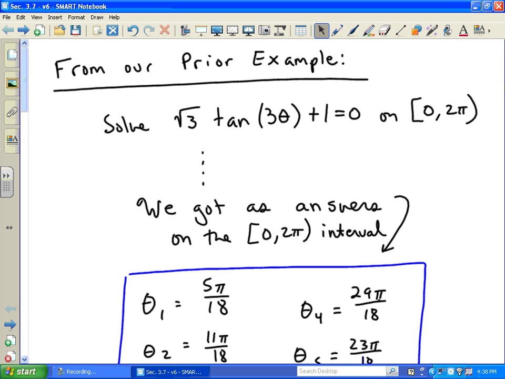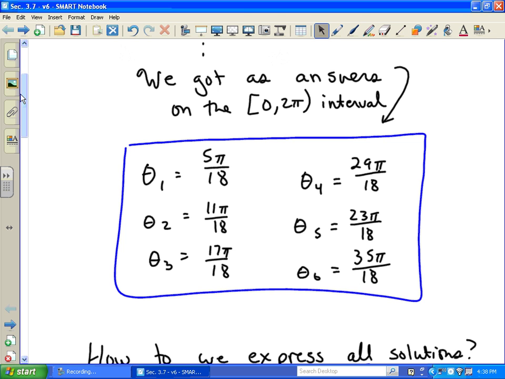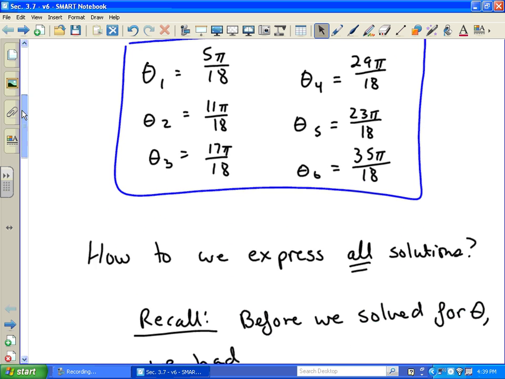I would like to now talk about our prior example. We just solved square root of 3 times tangent of 3 theta plus 1 equals 0 on the interval from 0 to 2 pi. We got as our answers on the interval from 0 to 2 pi theta 1 through theta 6 as we have listed here. Okay, those are the proper answers on the interval from 0 to 2 pi.